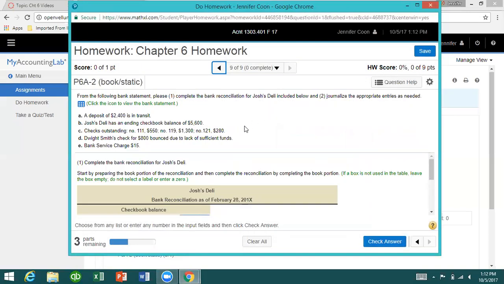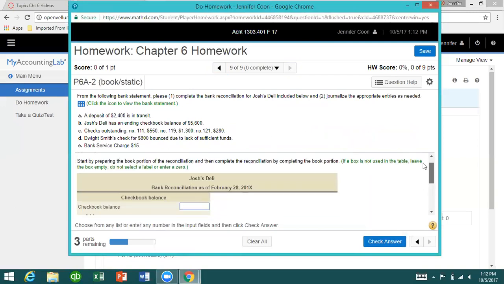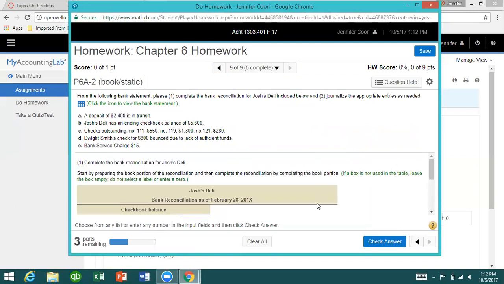And then the last problem is 6A-2, so again, a bank reconciliation. So make sure you're good with all of those. Hopefully, if you've got questions about it, let me know. I think there's really good examples in the book. But like I said, if you need me to work one out or something, shoot me a message.